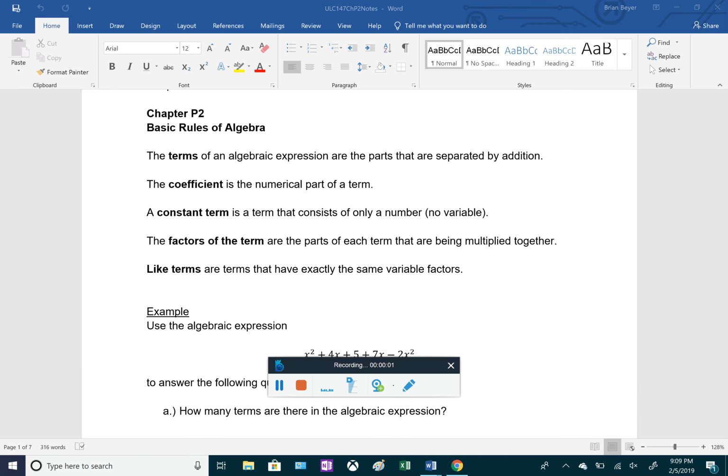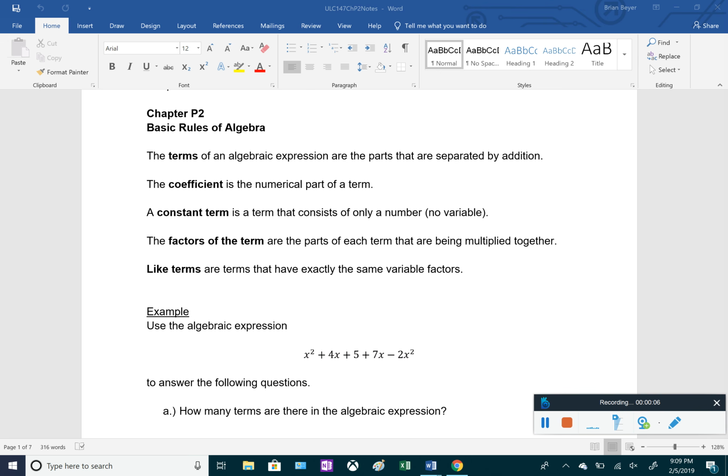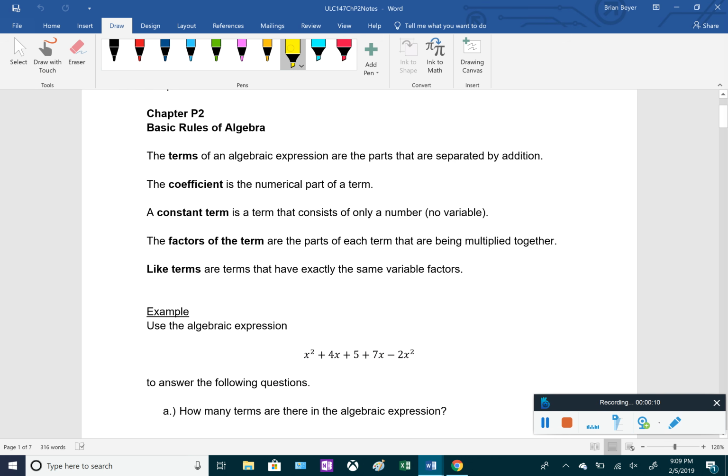So in section P2, we'll be continuing with more basic rules of algebra. So we'll start with some terminology. So for the first little definition here, we have terms. The terms of an algebraic expression are going to be the parts that are separated by addition. The coefficient of an expression is going to be the numerical part of a term.